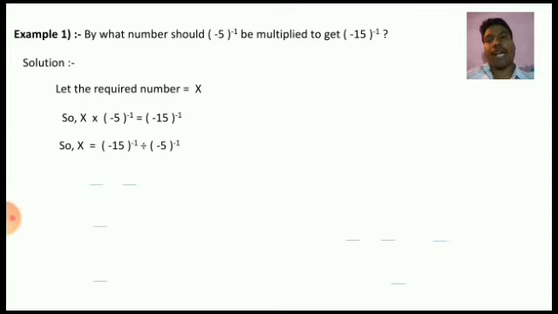Here we write x as it is and we only move (-5) raised to minus 1 to the right side of the equal sign, so that it gets divided. (-15) raised to minus 1 means 1 divided by minus 15, and (-5) raised to minus 1 means 1 divided by minus 5. Now we have to solve this step.